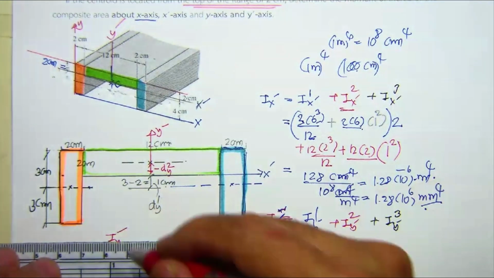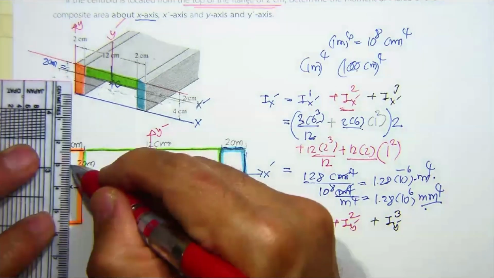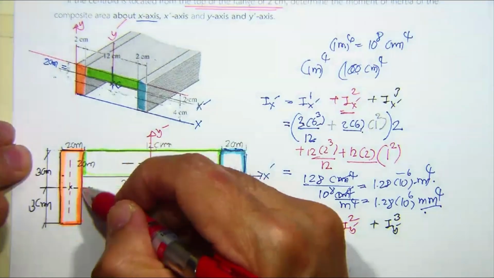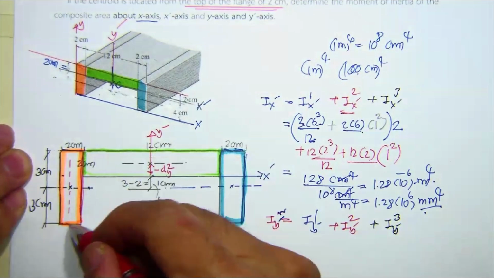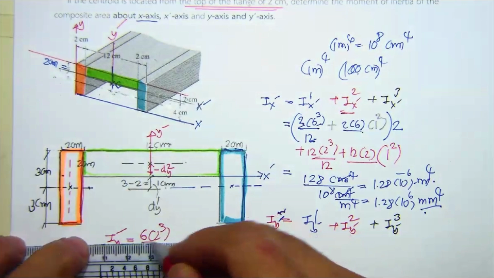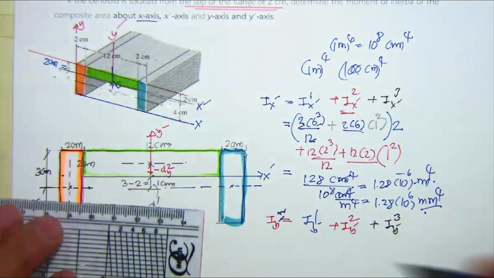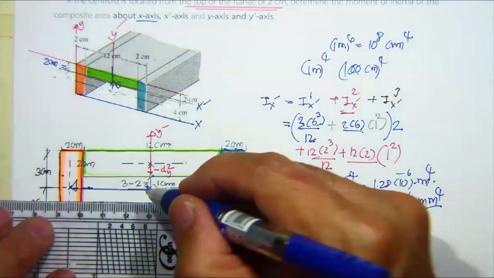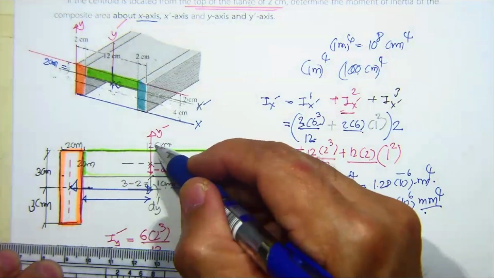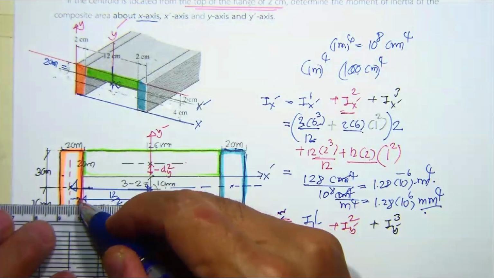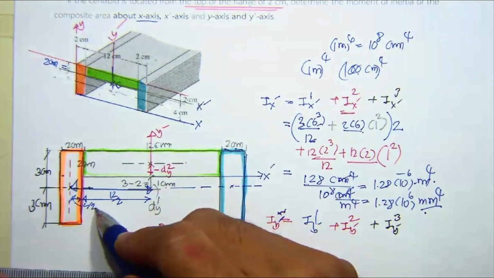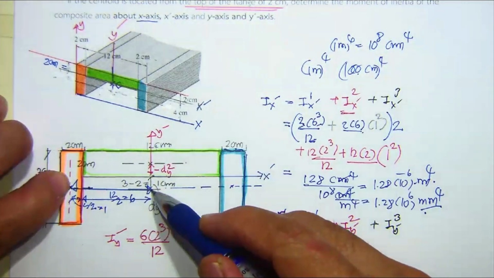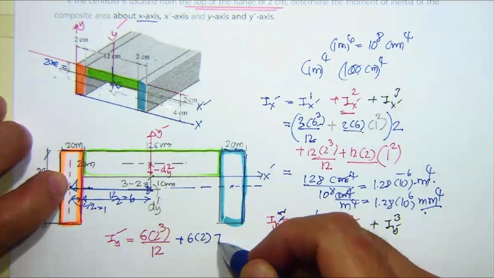Now let's move over here to I sub y prime and start with this one. The axis passing through the centroid of this one is going to be here. So based on this, this is 6 times 2 cube divided by 12. Now, the distance between these two centroids is here: this is going to be 12 divided by 2, and this is going to be 2 divided by 2. This is going to be 1, this is going to be 6. The total is going to be 7, plus area 6 times 2 and 7 squared.